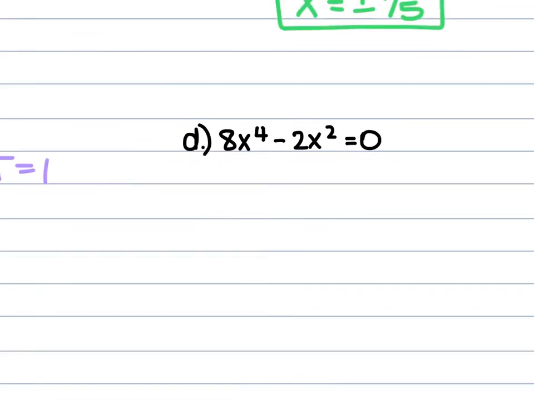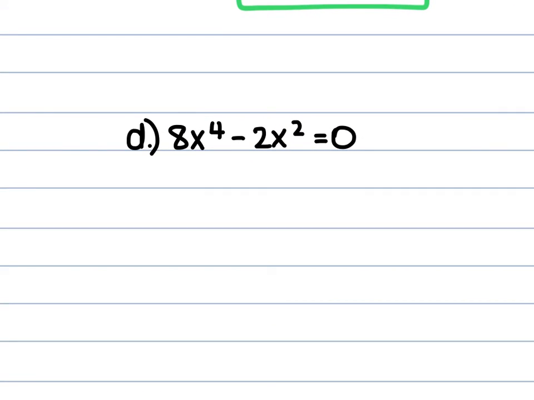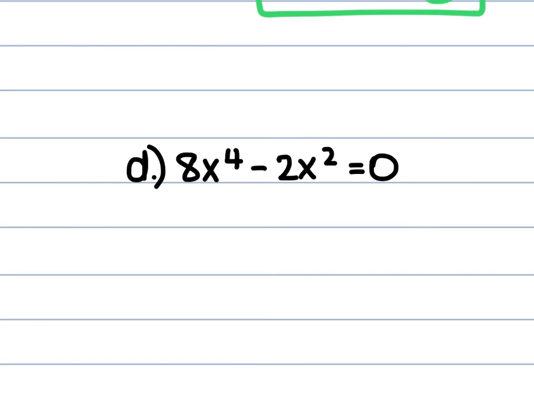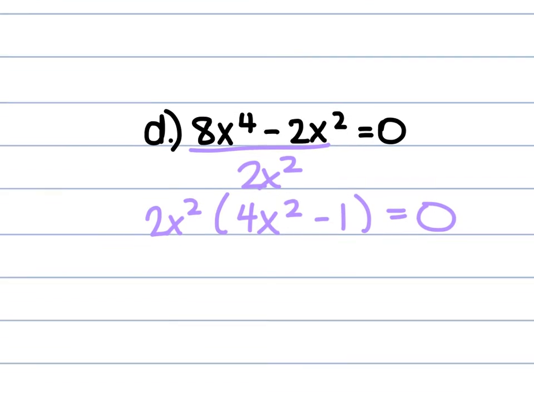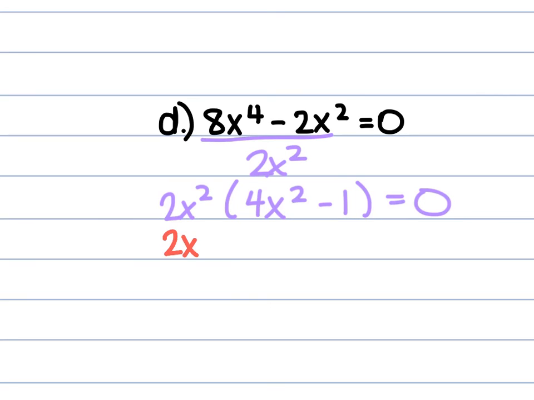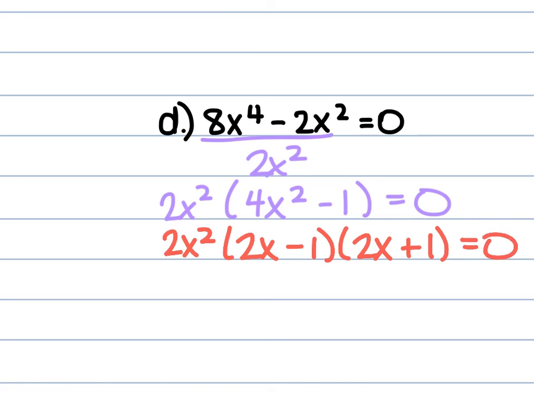For D, we have 8x to the 4th power minus 2x squared is equal to 0. We have a greatest common factor, that's 2x squared. So we're going to first start by factoring out a 2x squared. This is going to be 2x squared times 4x squared minus 1 is equal to 0. We have a difference of squares here, so this is going to be 2x squared times 2x minus 1 times 2x plus 1 is equal to 0.